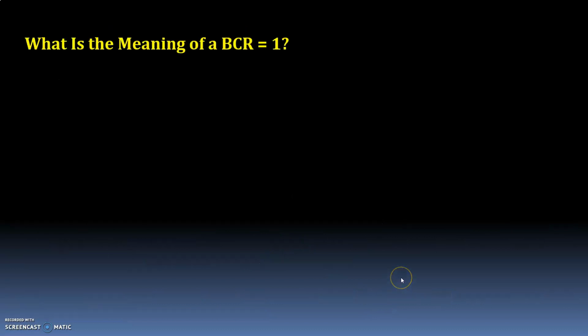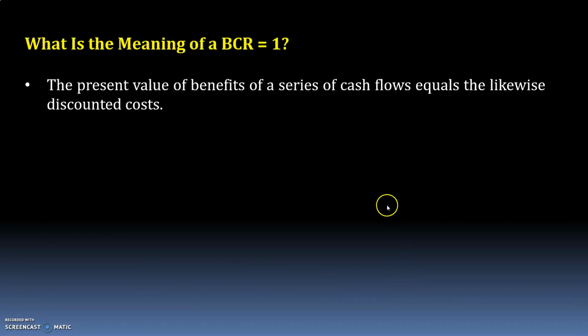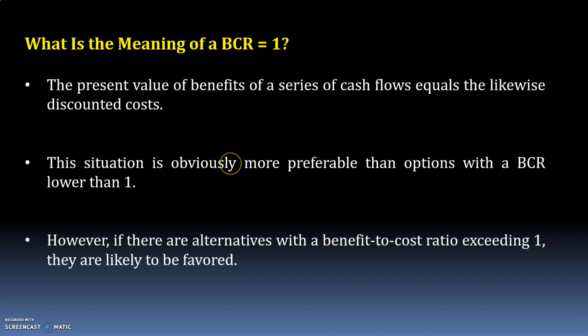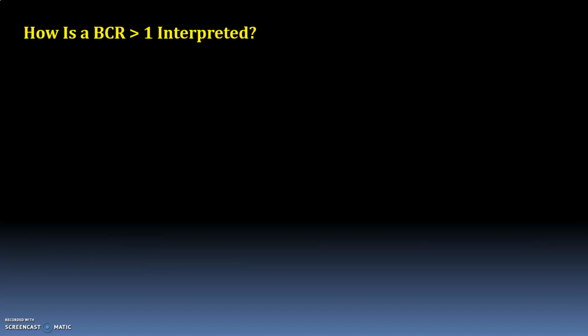Next is, what is the meaning of BCR equal to 1? The present value of benefits of a series of cash flows equals the likewise discounted cost. This situation is obviously more preferable than options with a BCR lower than 1. However, if there are alternatives with a benefit to cost ratio exceeding 1, they are likely to be favored.